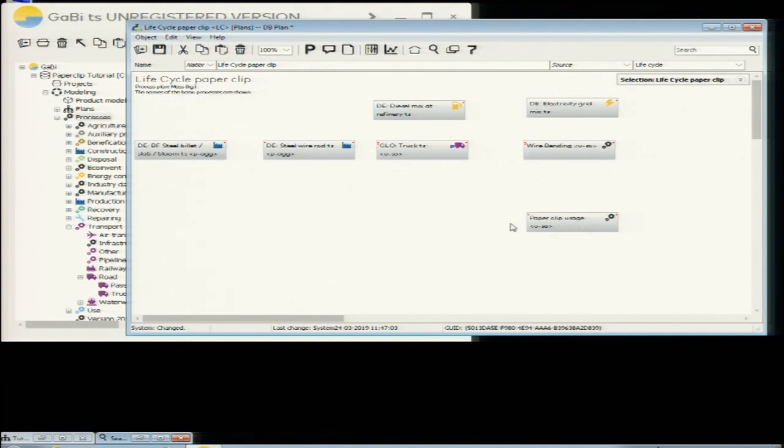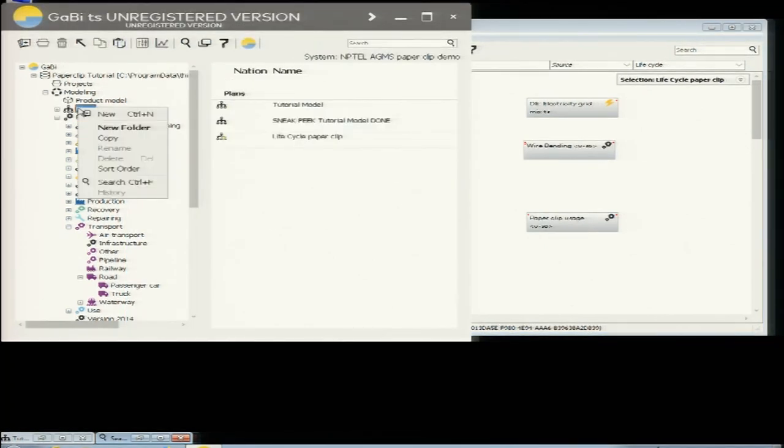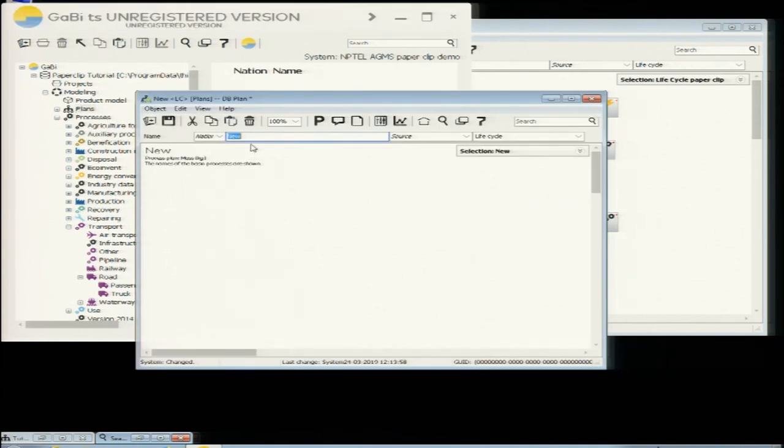And after this, we need to have an end of life plan here. The end of life plan is that this has to be recycled. So for that, I'll create a new plan. I go to plan, click new. New plan. I will say EOL end of life paper clip.